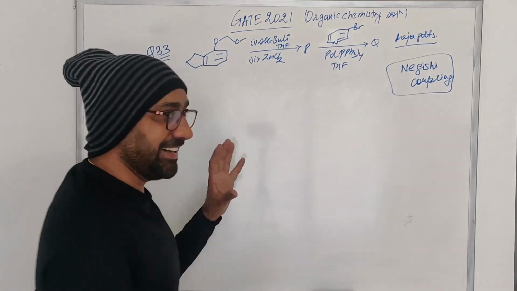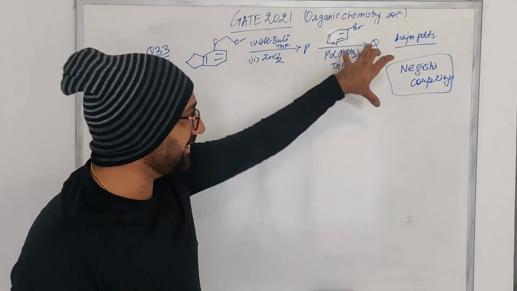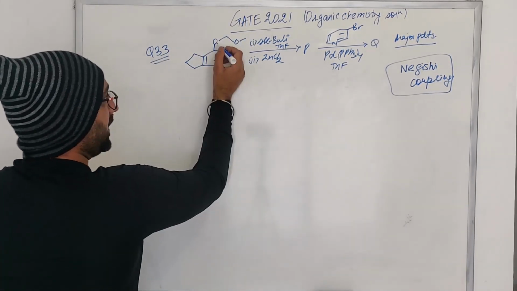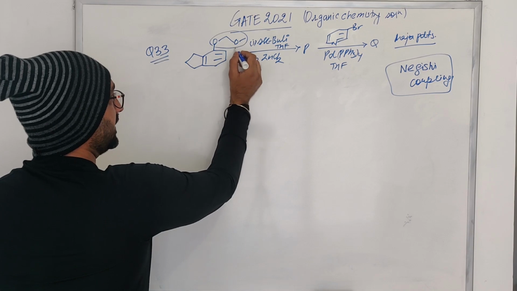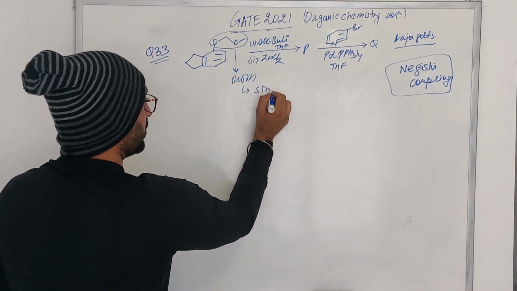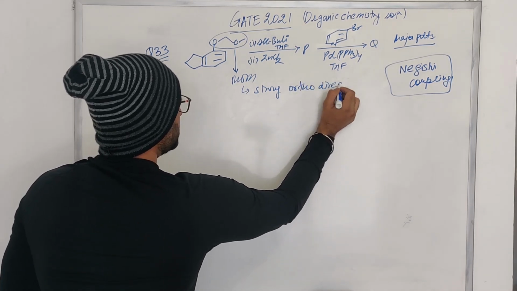So this problem was based on Negishi coupling. We can clearly see in the first step they are generating this organozinc compound, and in the second step they are making it. About this particular group, I have told you earlier as well, this is called the MOM, methoxymethyl group, and it is a strong ortho-directing group.